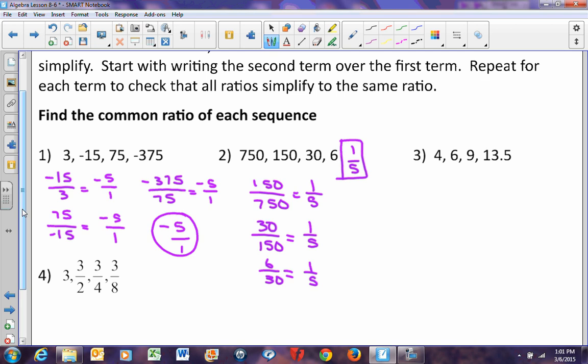For problem 3 here, find my common ratio, 6 divided by 4, which is 3/2. Then I can go 9 over 6, which is 3/2. Then I can go 13.5 over 9, which if you use your calculator should reduce to 3/2. So my common ratio here is 3/2.